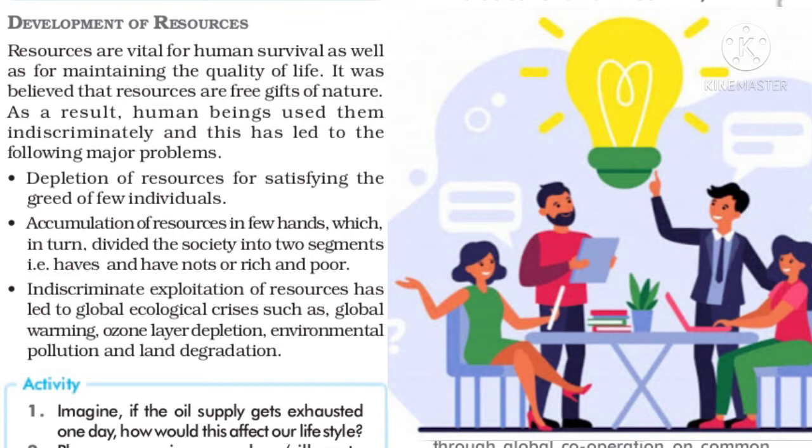Number one, few of the greedy people who are having the resources, they are over exploiting them, and which results in the depletion of these resources. And number two, the accumulation of these resources in the hands of few people have divided our society into two groups, haves and have nots. That means rich and poor. And the third and very genuine and very serious problem is exploitation of these resources has led to the problem of global warming, led to the problem of environmental imbalance. So all these problems are related to the indiscriminate uses of our resources.